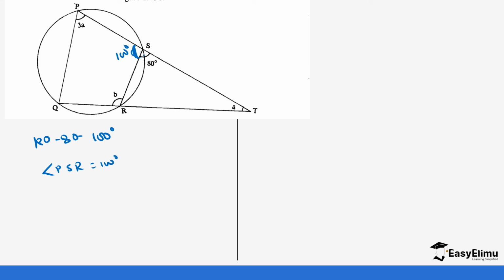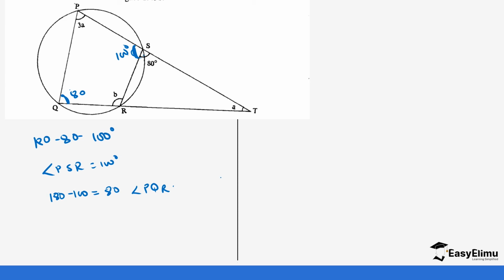And remember the property we just discussed, the opposite angles in a cyclic quadrilateral are supplementary. That means we can get this angle. It's going to be 180 minus 100, since if you add up these two angles, they add up to 180. So we have 80, so this angle is 80, and this is angle PQR. So we have PQR, we have PSR.